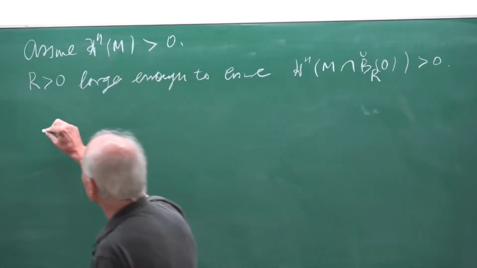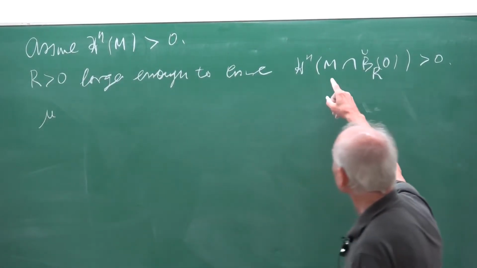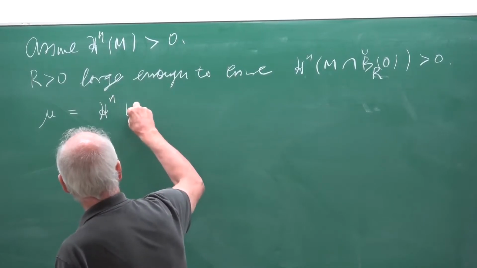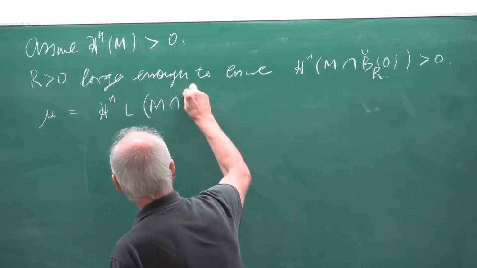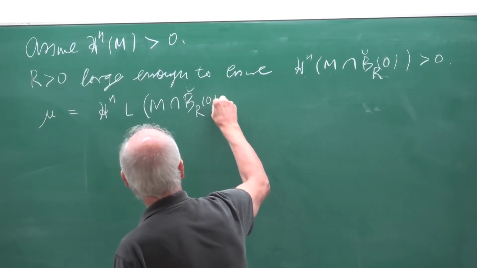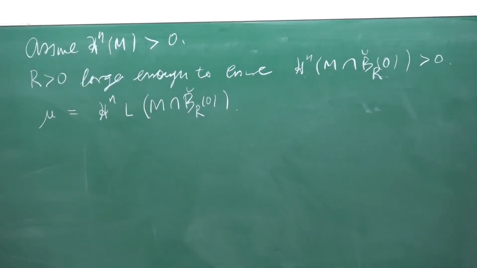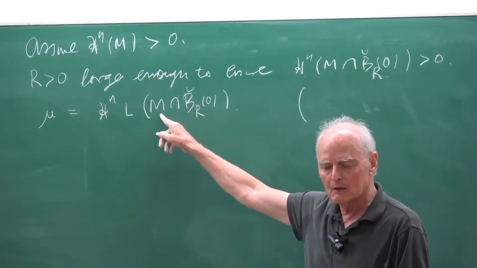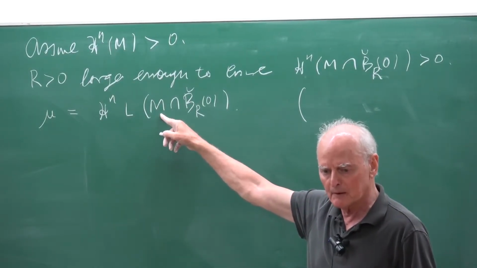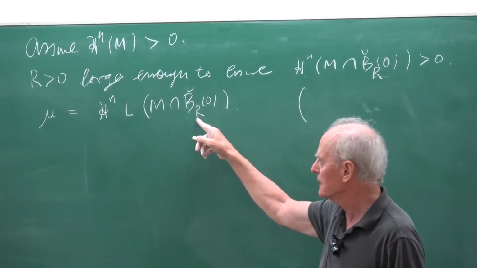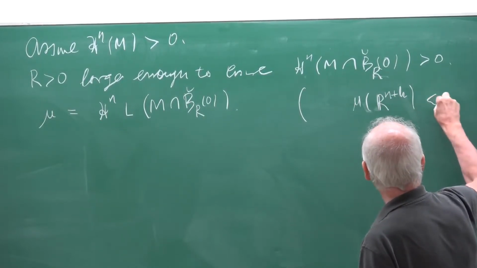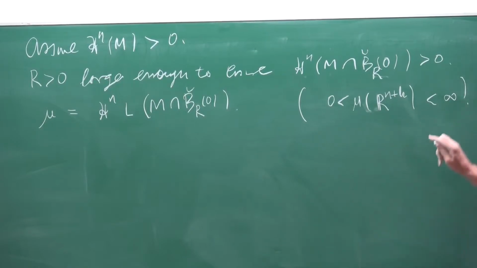Then take the Borel regular measure that you get by restricting H^n to this set. So let mu be the Borel regular measure that you get by restricting H^n to this set. Now that's a finite measure. Notice that it's finite because we're intersecting with M, and remember, we are assuming that M has locally finite measure, finite on every compact set. So mu of R^(n+k) is finite and positive. That's just a technical step to set things up.